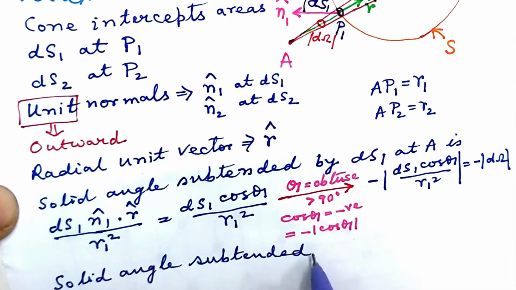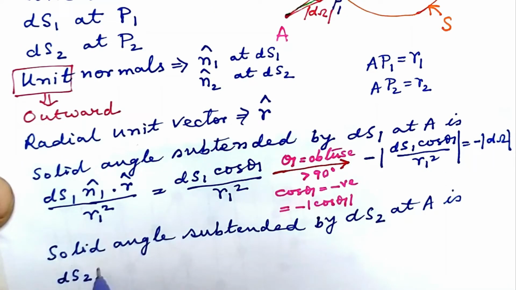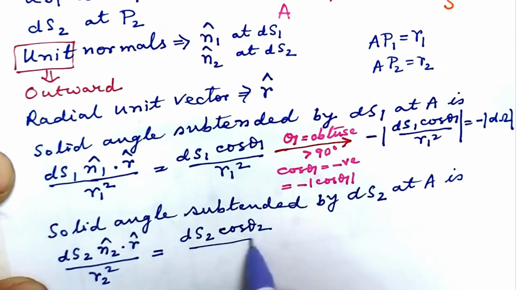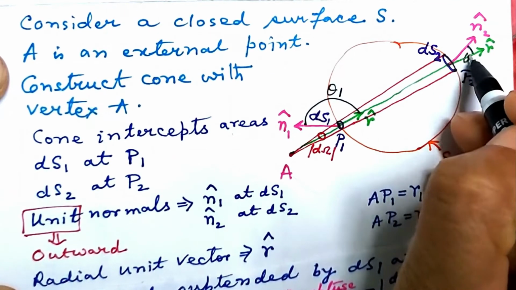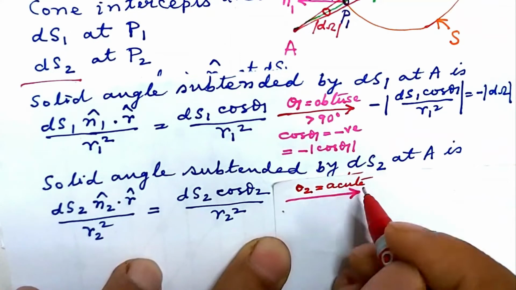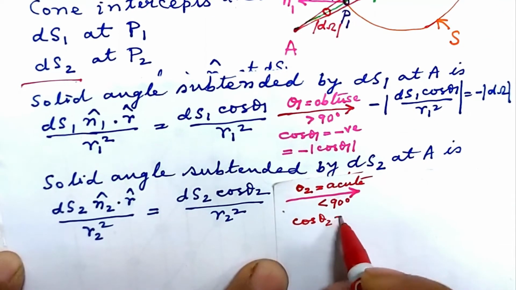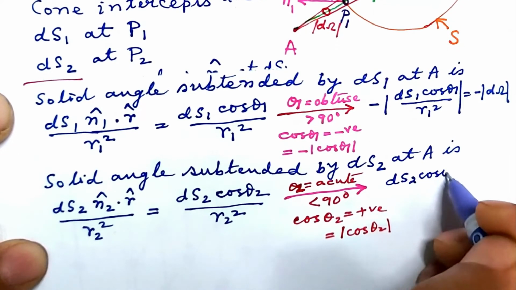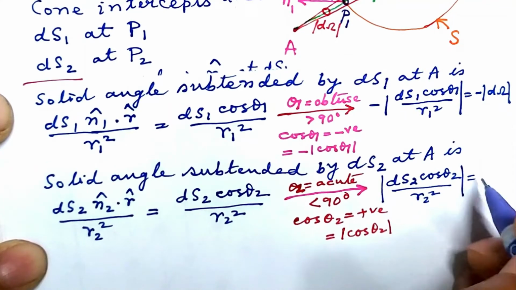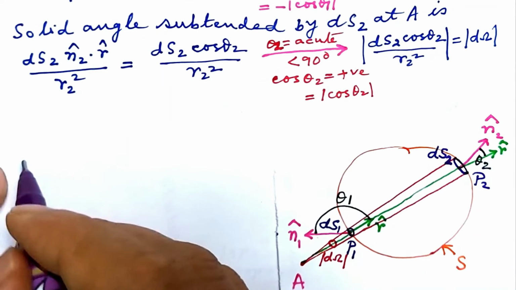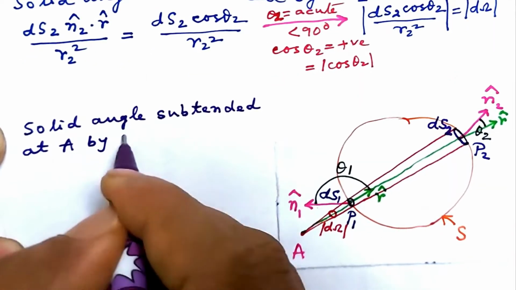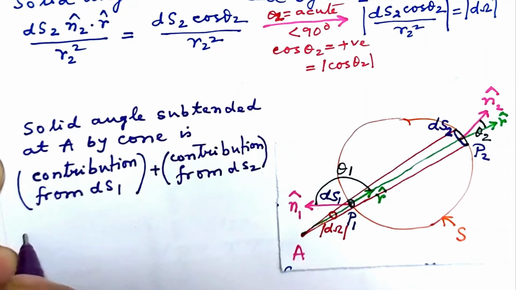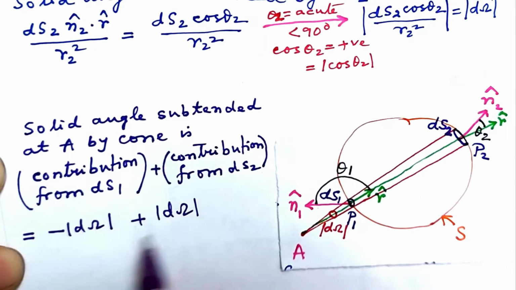The solid angle subtended by ds2 at point A is ds2 n cap dot r cap divided by r2 square. This is equal to ds2 cos theta 2 divided by r2 square. The angle between n2 cap and r cap is theta 2, which is acute, less than 90 degrees. So cos theta 2 is positive and can be written as mod cos theta 2. So we can write it as mod of ds2 cos theta 2 by r2 square. Express it as mod d omega. The solid angle subtended at A by the cone is the contribution from ds1 plus the contribution from ds2. This is equal to minus mod d omega plus mod d omega, that is 0.